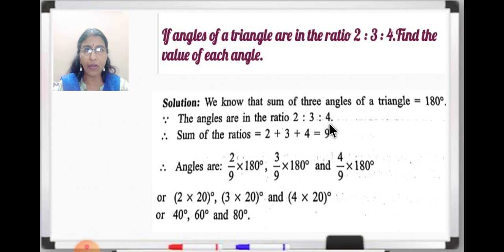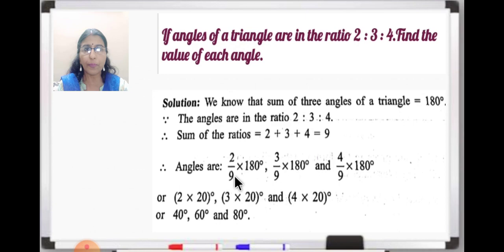And then what we are going to do? We are going to add all this ratio. Then we will get sum of the ratio. That means we will get total ratios. And total ratio will be 2 plus 3 plus 4, which will be 9. So total is 9. And then we have to find out each angle one by one. So first one, you can see here the ratio here is given 2. So 2 out of 9 means 2 upon 9.